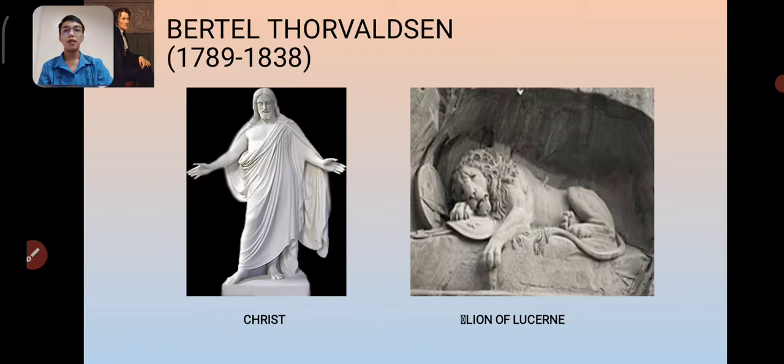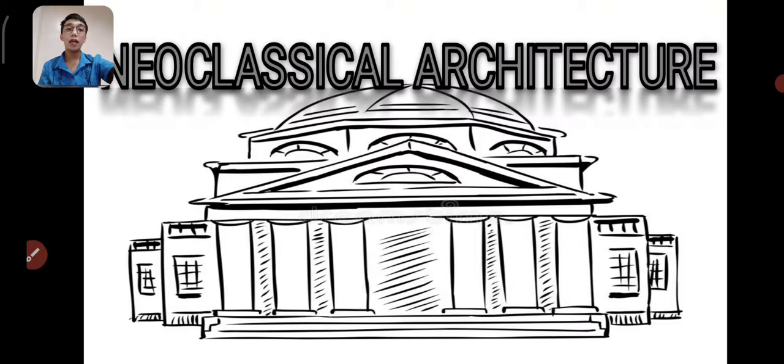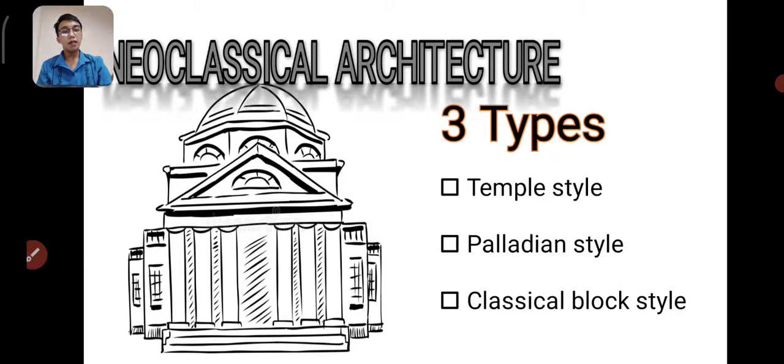Okay, now we proceed to neoclassical architecture. Neoclassical architecture started in the mid 18th century. It turned away from the grandeur of Rococo style and the late Baroque. In its purest form, neoclassical architecture was a style principally derived from the architecture of classical Greece and Rome and the architectural design of the Italian architect Andrea Palladio. There are types of neoclassical architecture: first is the temple style, second is the Palladian style, the last one is the classical block style. Now we proceed to the temple style.